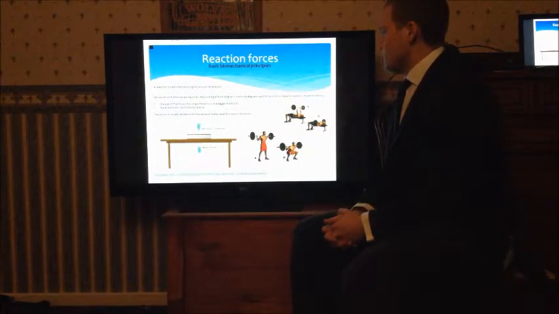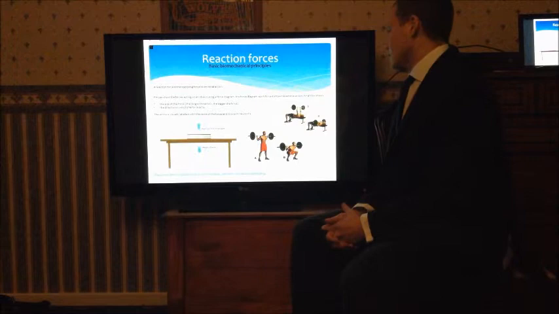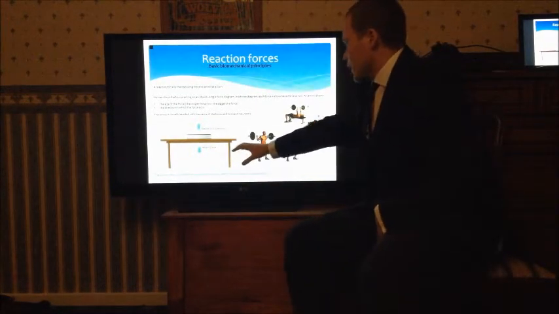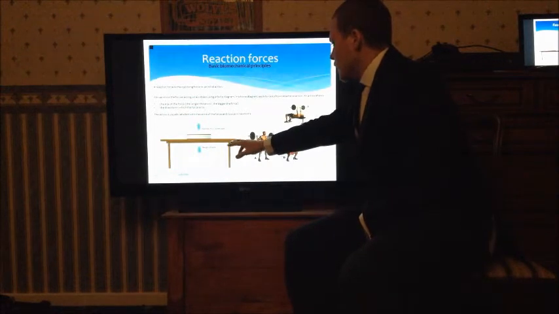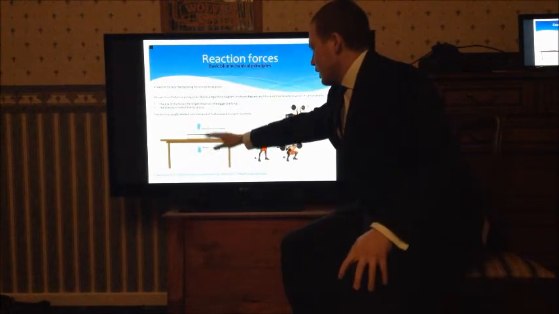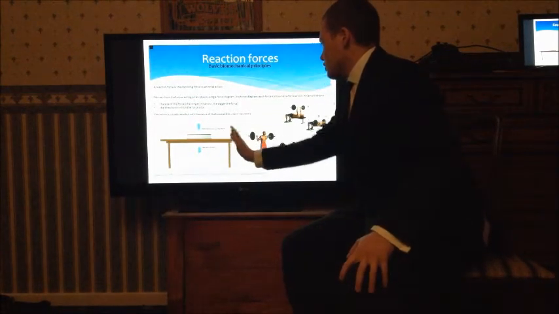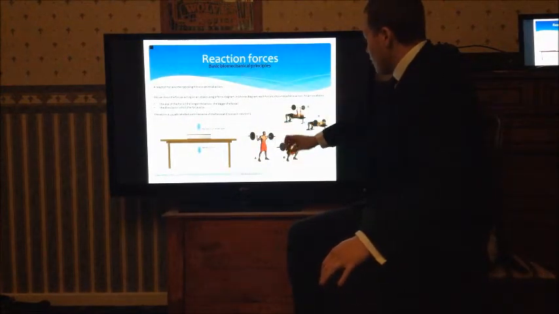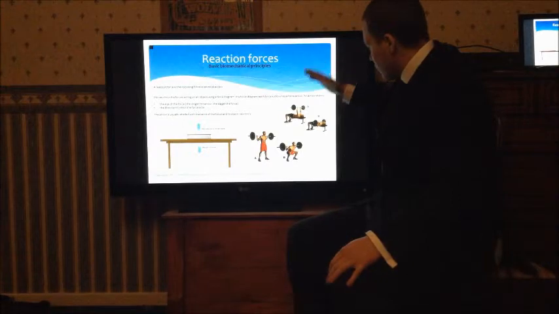The arrow is usually labelled with the name of the force and its size in newtons. Here's an example of a reaction force. This is a table and a book. The weight of the book is going down and the reaction of the table is forcing up. This is also the same in a squat and a bench press, as the bar goes down and as you lift it back up.